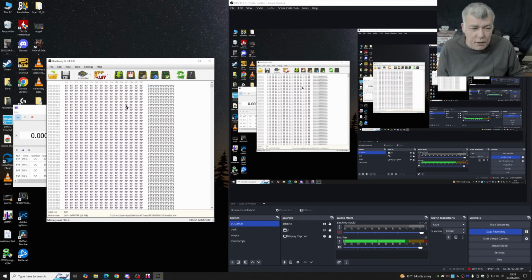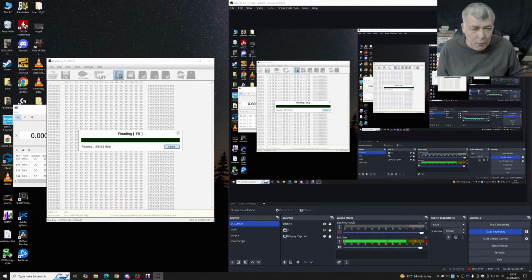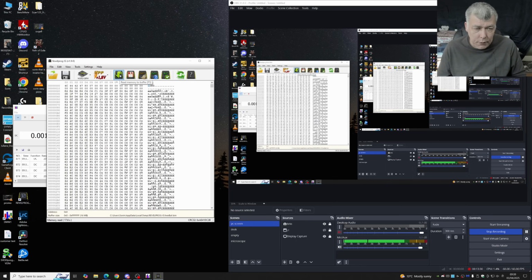And the chip, it's identified. Yeah, 1.8 volts. Read the memory. Let's save the customer BIOS. Maybe it's not a BIOS, we don't know. So reading, good.